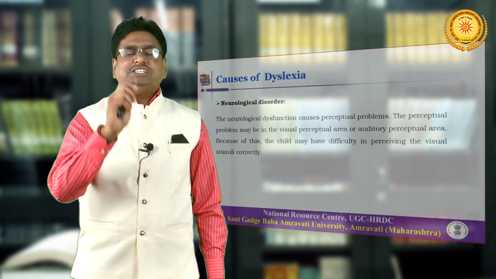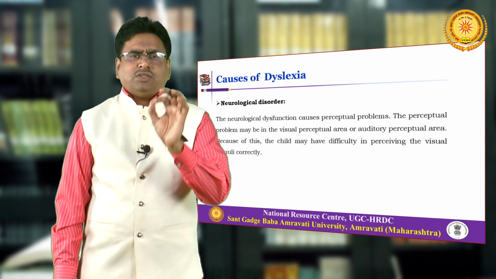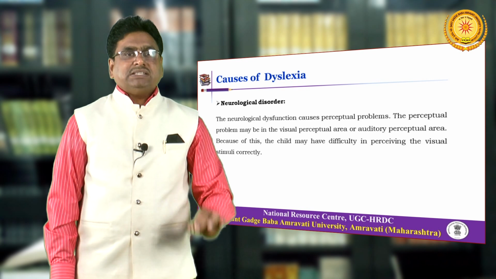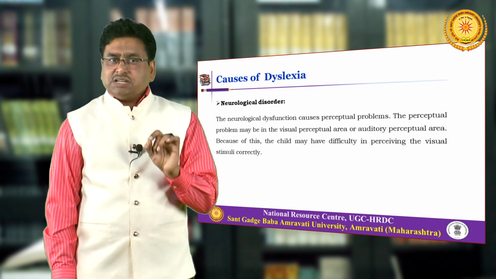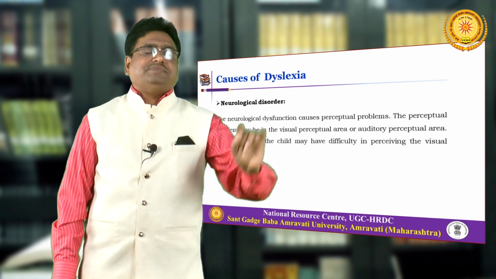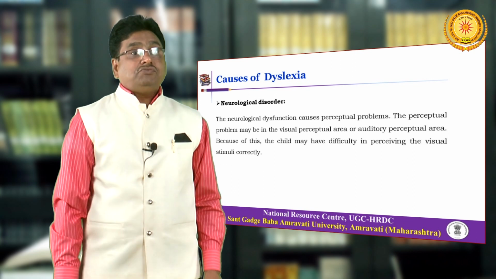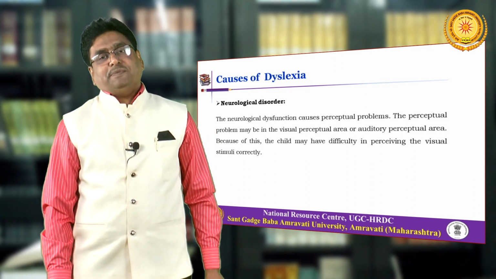The second cause of dyslexia is neurological disorder. We know that learning disability has a neurological basis. Thus, dyslexia also has a neurological basis. The neurological dysfunction causes perceptual problems. The perceptual problem may be in the visual perceptual area or auditory perceptual area.